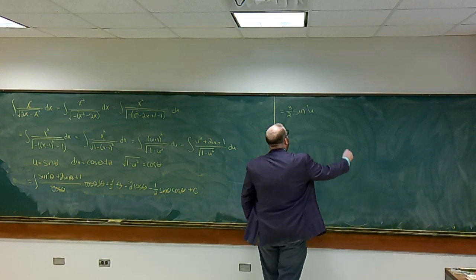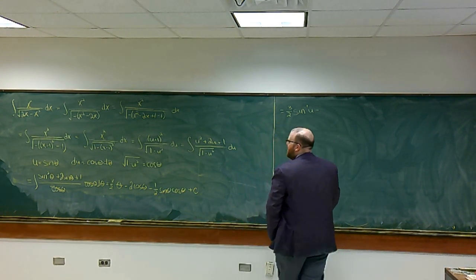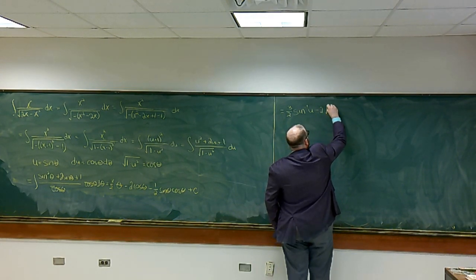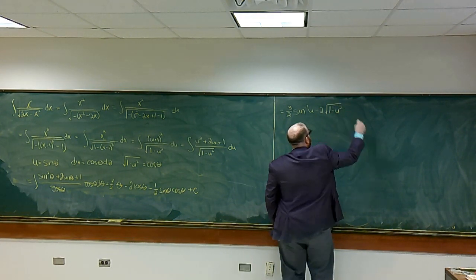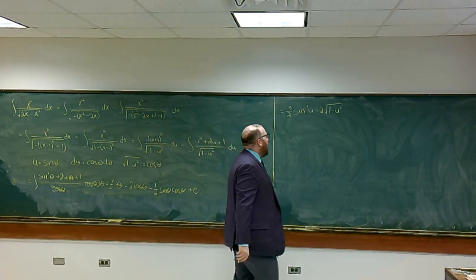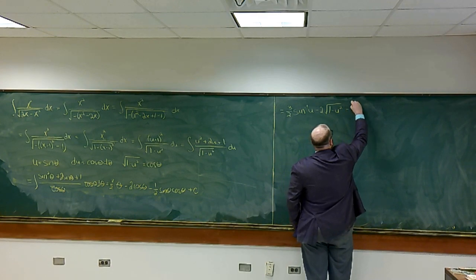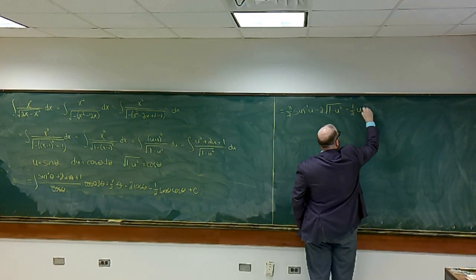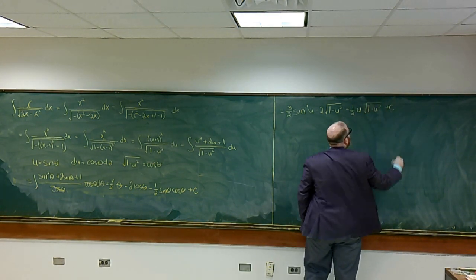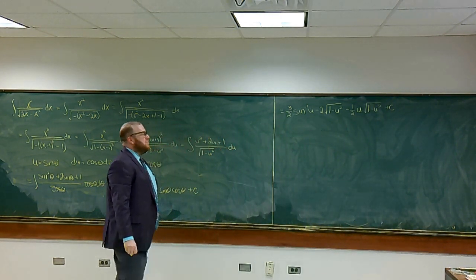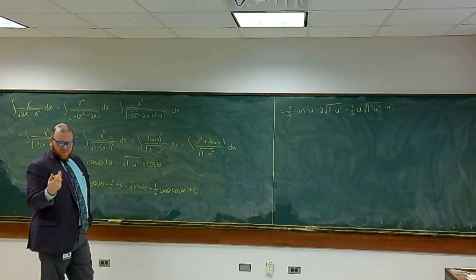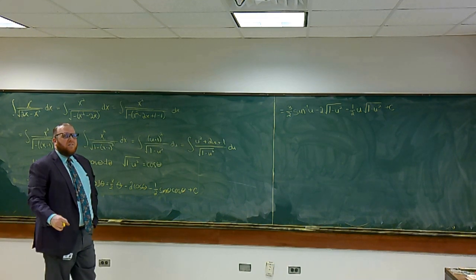What is cosine of theta? Yeah. Square root of 1 minus u squared, right? Yep. What is sine? Just u, right? Yep. And so we get minus a half u times square root of 1 minus u squared plus a constant. Are we done?